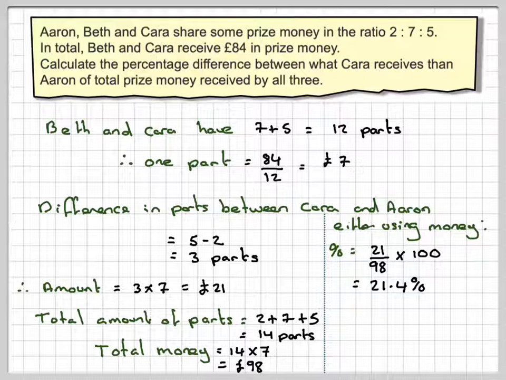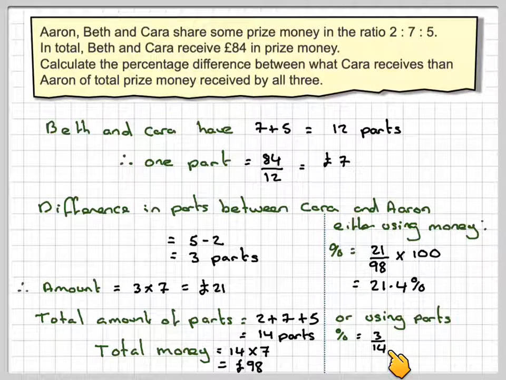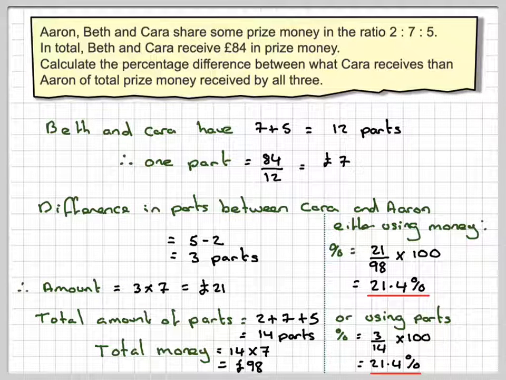Or we could just use the parts. In fact, then we wouldn't need to know the £84 even to begin with. We can do that. The difference is 3 parts. So using parts, we've got 3 parts over the total number of parts, which is 14, times 100, which again will give you 21.4%. So this here you could actually do without knowing the fact that it's £84 in prize money that Beth and Cara received at the beginning.